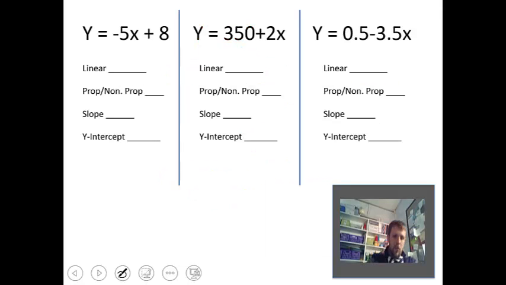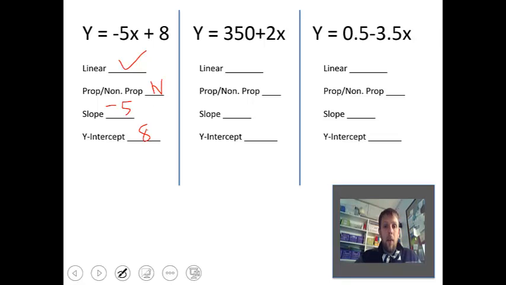So I have 3 examples of equations that we need to examine just a little bit closer. Is this line linear? Yes, it is linear. Is it proportional or non-proportional? Well, because it has a y-intercept, it is not proportional. What is its slope? Its slope is -5, and its y-intercept is +8.